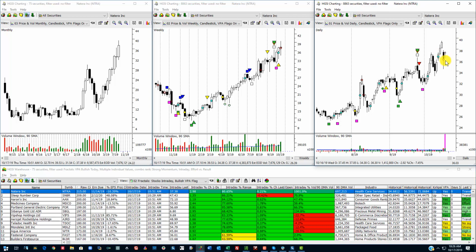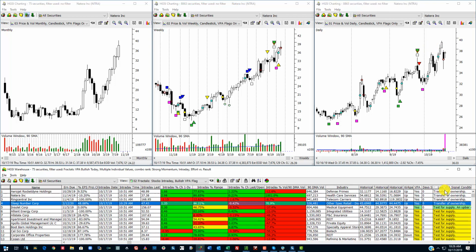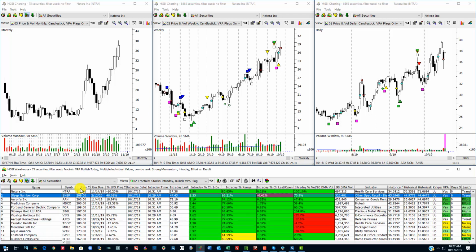The news has been absorbed, volume has been extremely heavy, and it is a strong chart on the monthly, the weekly, and the daily, and it looks like all that news about the secondary offering has been absorbed. Now I'm going to scroll over here a little bit so you can see those were two transfer of ownerships. I need to go back and resort on my raw combo.